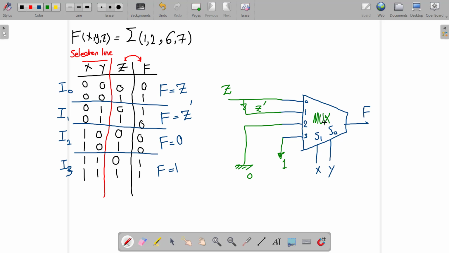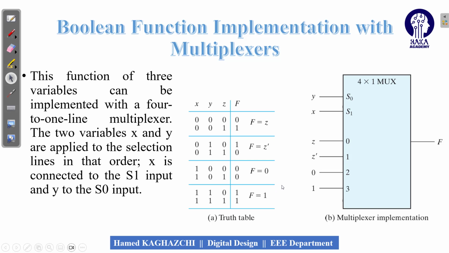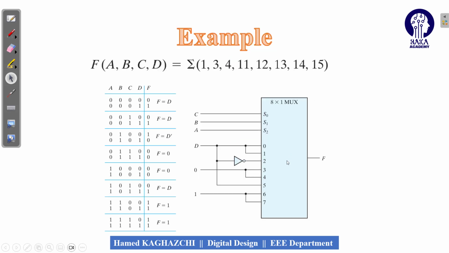Similarly, for all Boolean functions, you can design the circuits in this form. And you can draw the multiplexer as a trapezoid or as a rectangle, it doesn't matter. The important thing is that you select the correct inputs for the correct function.